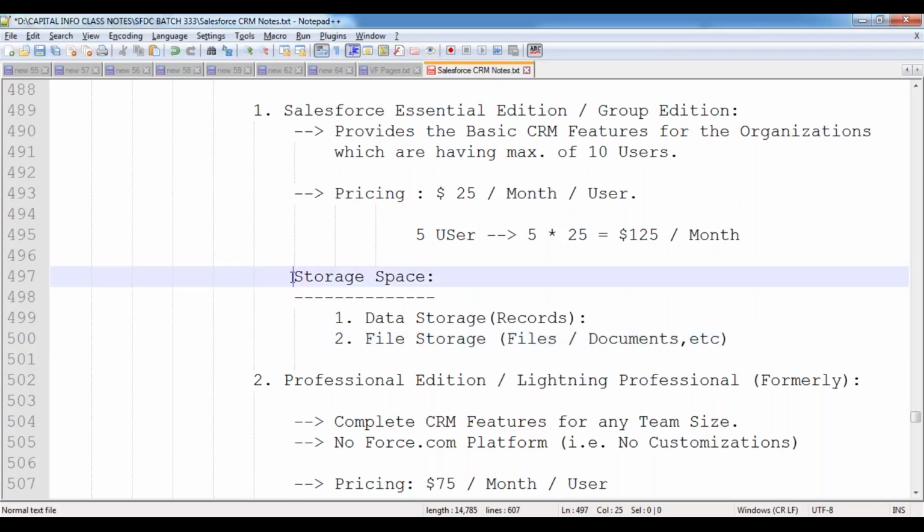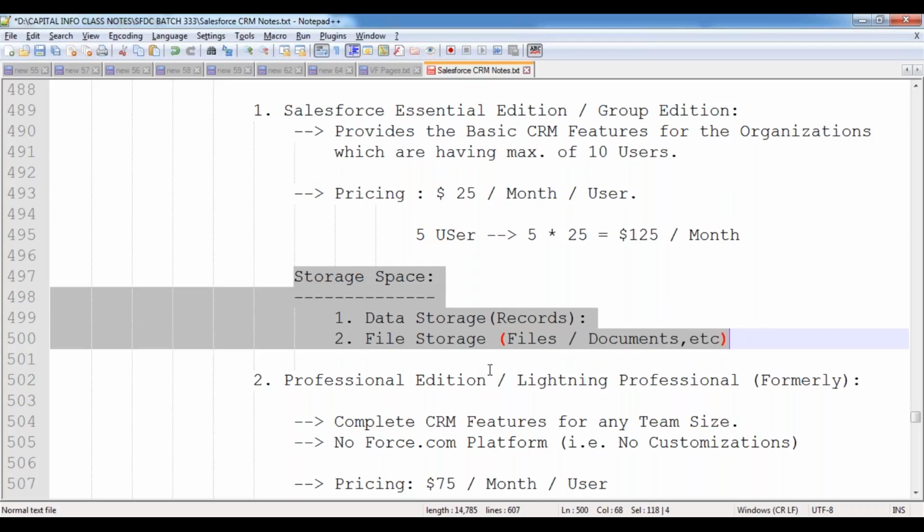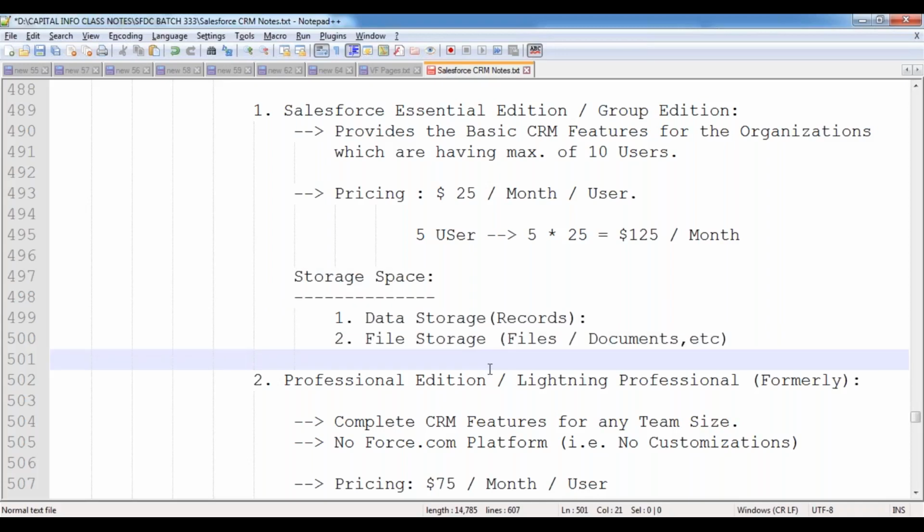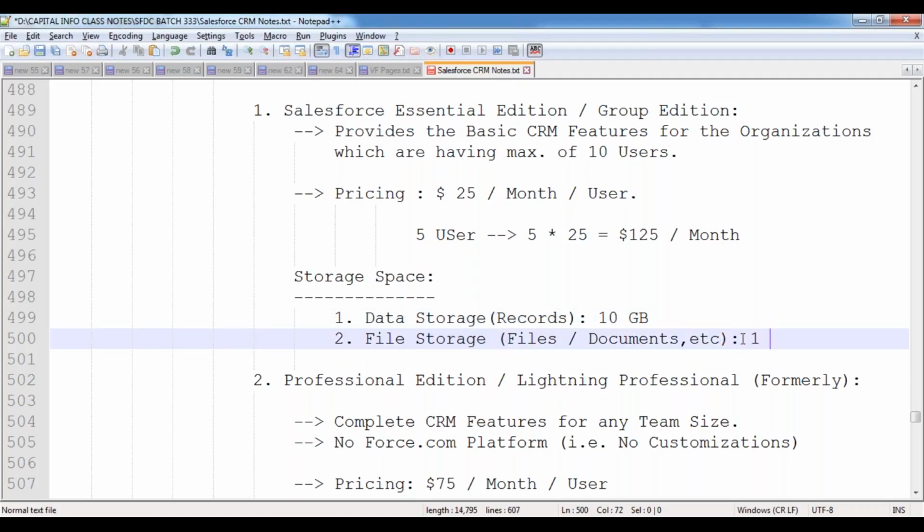Now, how much storage space will be given by Salesforce for each and every edition? Let me explain. If it is the essential edition, they will have 10 GB of data storage. And then what is the file storage? File storage will be 1 GB. Whatever files, documents, images, pictures, audio files, video files you are going to use inside your Salesforce application, the combination of all those files, the maximum storage capacity will be 1 GB, not more than that.